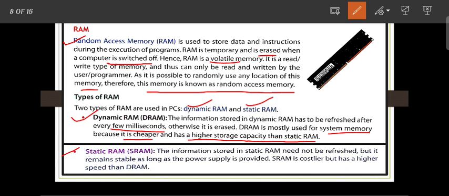Next is static RAM. The information stored in static RAM need not be refreshed, but remains stable as long as power supply is provided. If your power supply is gone, then it will also erase. Static RAM is costlier but has a higher speed than DRAM.